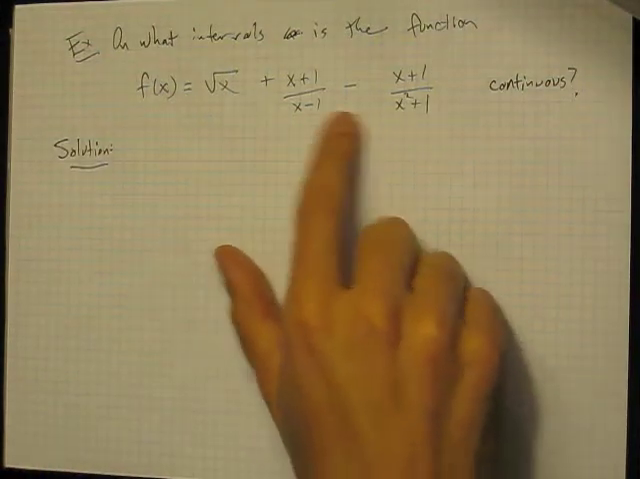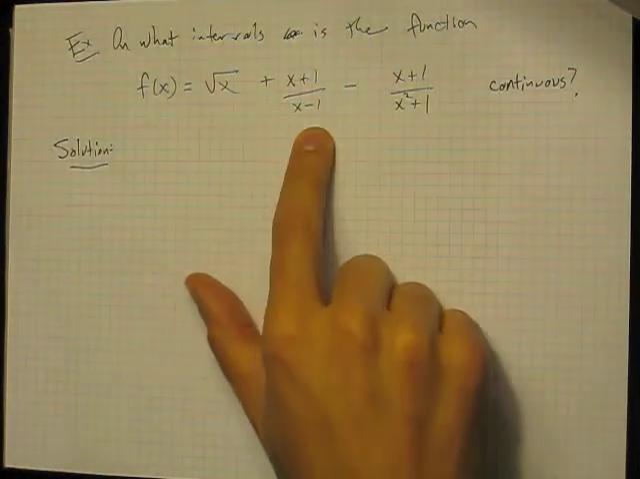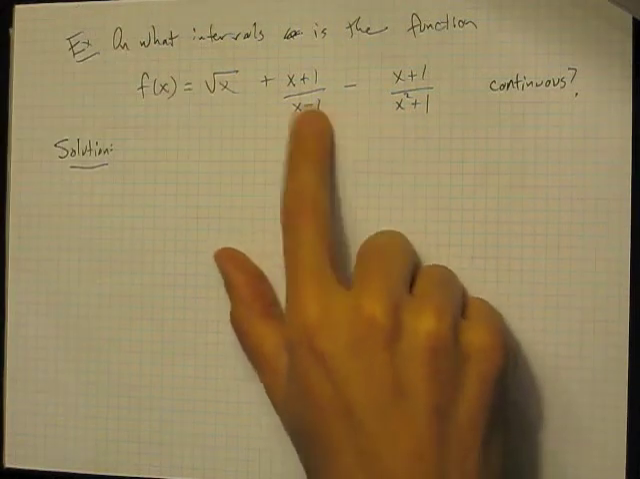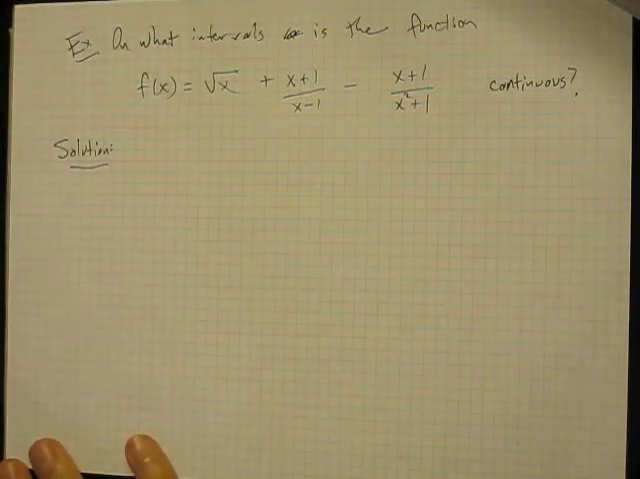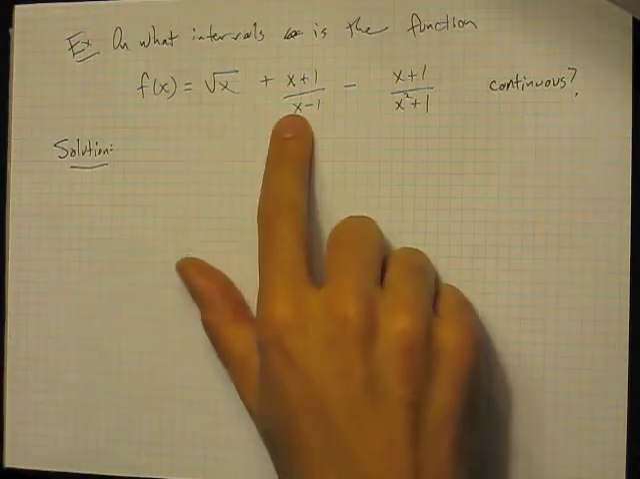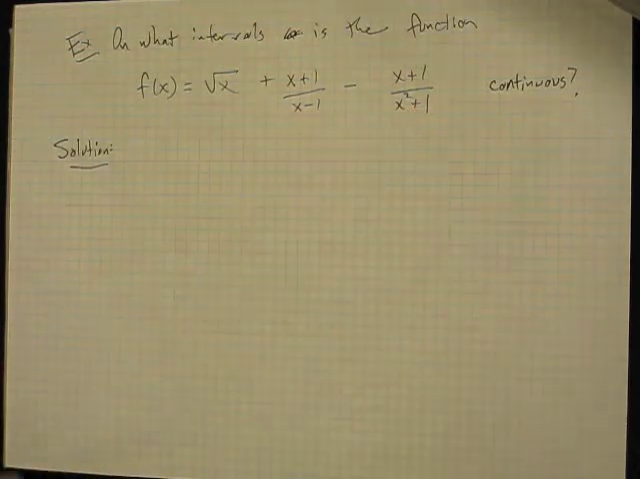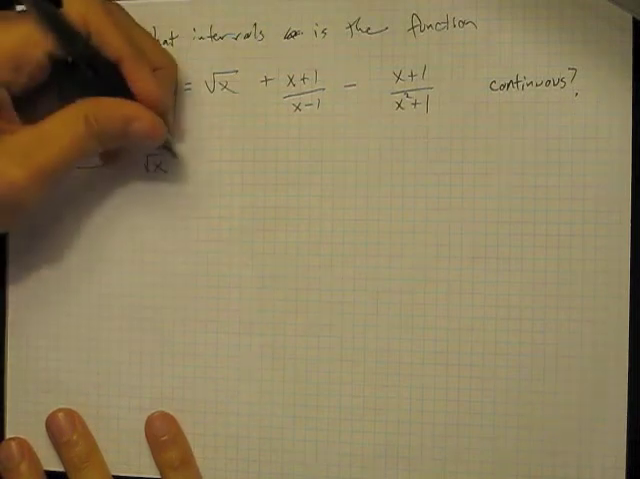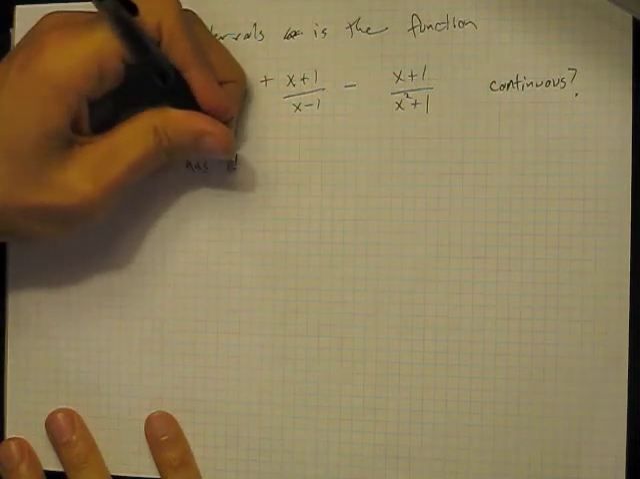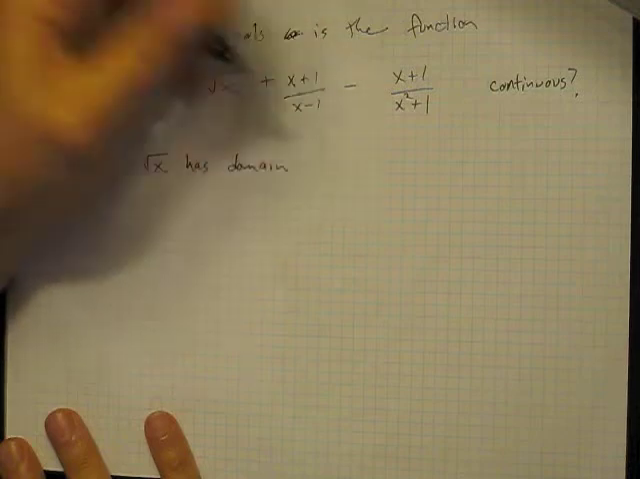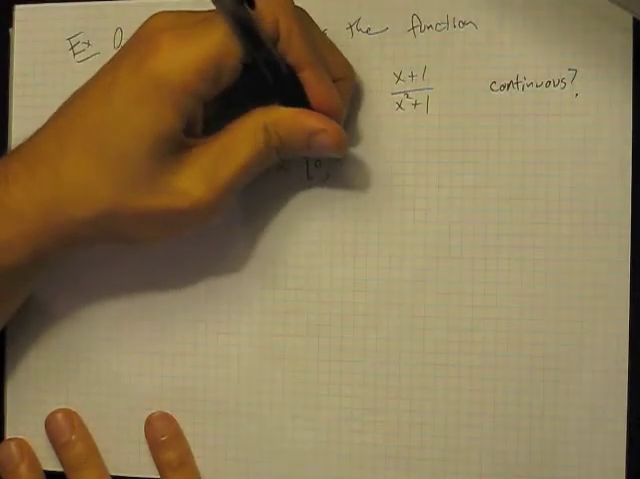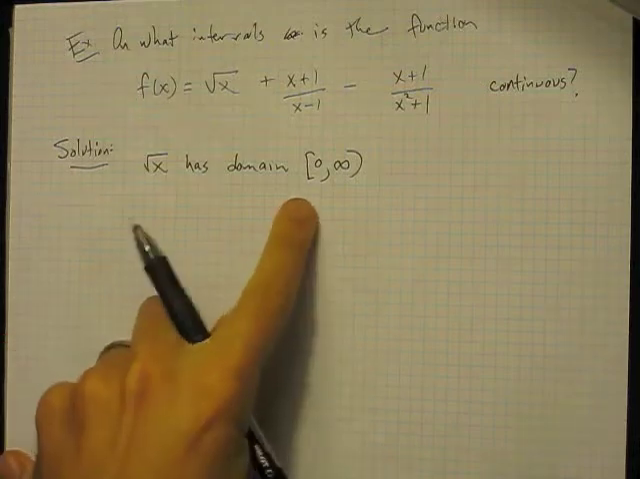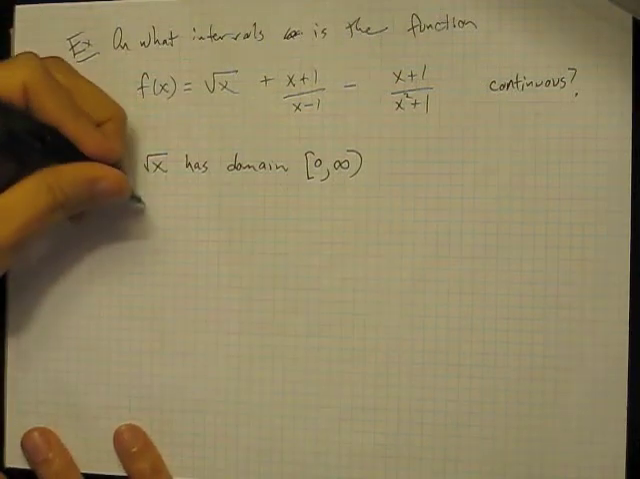Well, this is just a sum or difference of three functions. There's that function, and that function. So this is a root, and these two are rational functions. So we really just have to find what the domains are for each of these in order to determine continuity. So the square root of x has domain, you can plug in any number bigger than or equal to 0 and less than infinity.